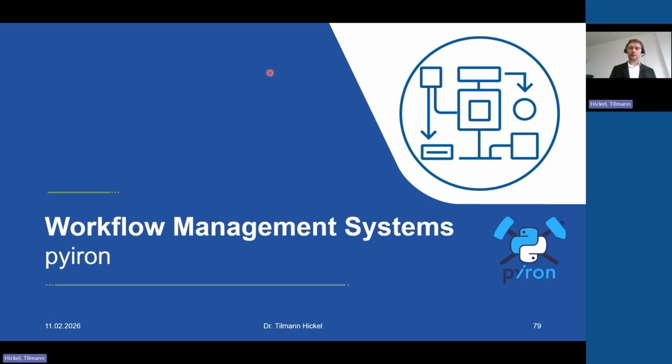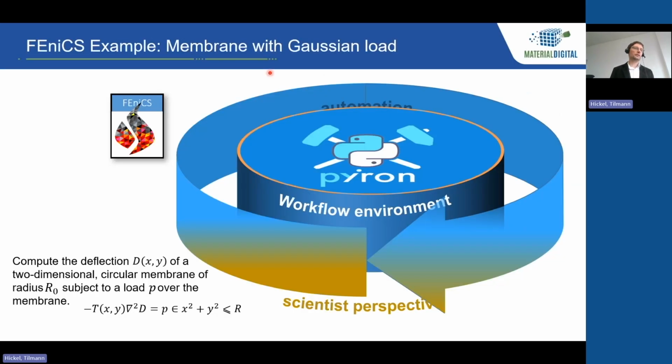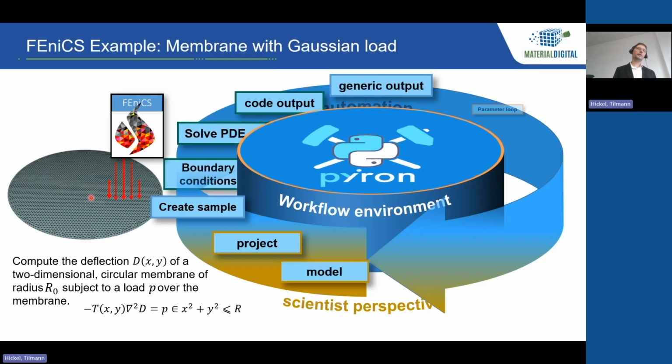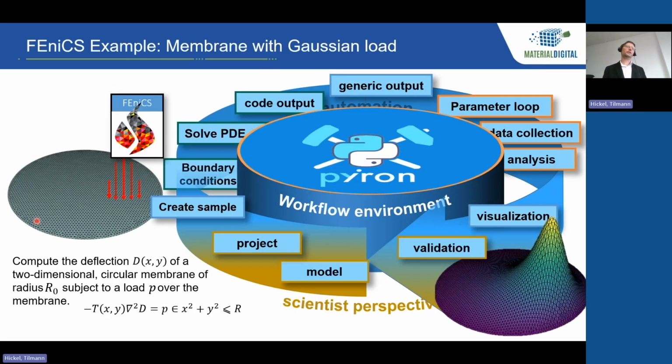I start with an example which is one of the first we have put also in the workflow store, and you have seen it if you have been in other presentations of Material Digital before, because it's so simple. It's a typical mechanical problem. You have some membrane, you have some well-defined boundary conditions of the membrane, and you want to see how it reacts to a Gaussian load, and that's basically you have to do some finite element simulations. I don't go into the material science here, but this is a rather intuitive example.